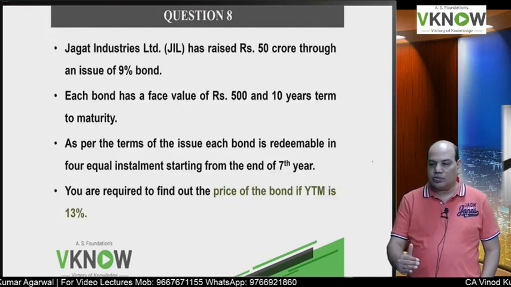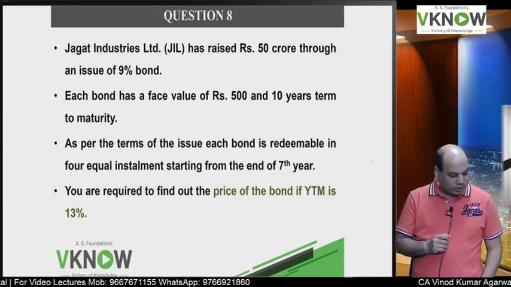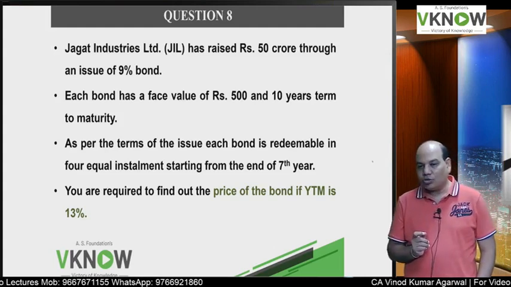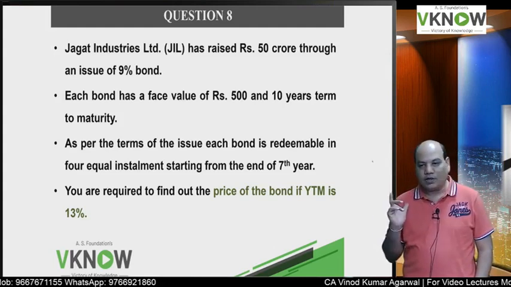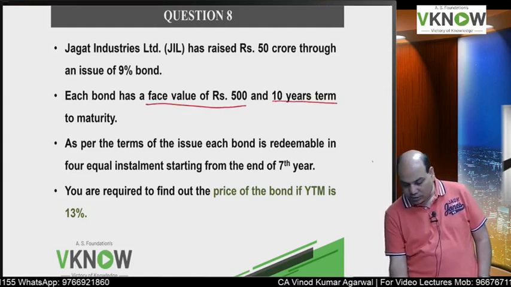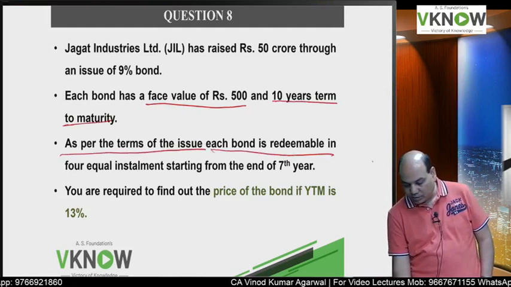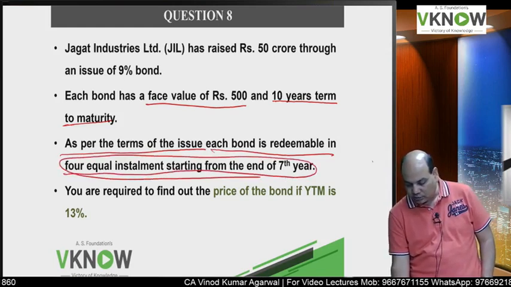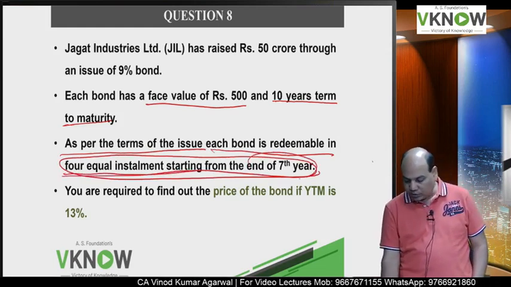The next question is a small modified version of the previous one. Jagat Industries Limited, JIL, has raised rupees 50 crore through an issue of 9% bonds. Each bond has a face value of rupees 500, and the term to maturity is 10 years. As per the terms of the issue, each bond is redeemable in 4 equal installments starting from the end of the 7th year. Underline this sentence.